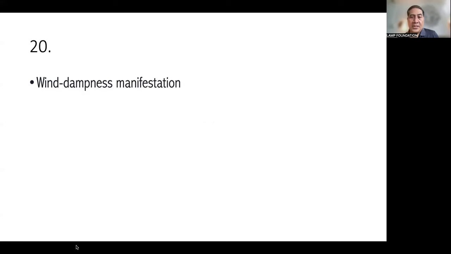Okay, what about wind dampness? What will be the manifestation? There's aversion to cold, fever, swollen neck glands, nausea and sweating, occipital stiffness, body ache, muscle ache, body feeling heavy. Pulse is floating and slippery. Okay, very good.